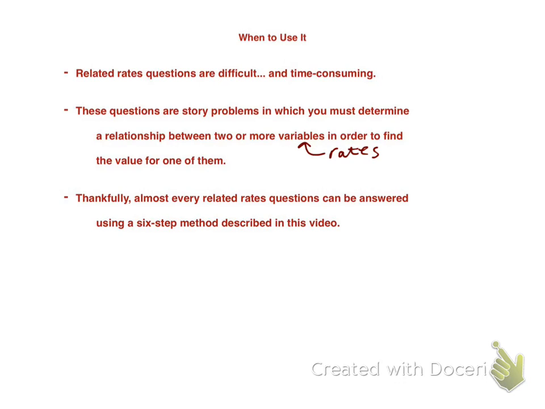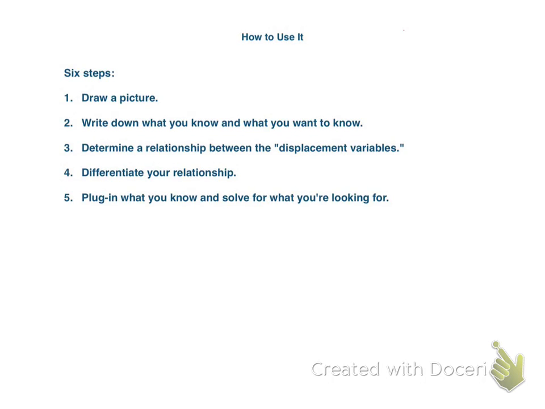The ultimate goal of a related rates question is to find a relationship between rates, and then if you have a relationship between the rates, you can solve for whatever rate you're looking for after plugging in the values for the rates that you do know. Thankfully, almost every related rates question can be answered using a 6-step method described on the next slide. So, how to use it?